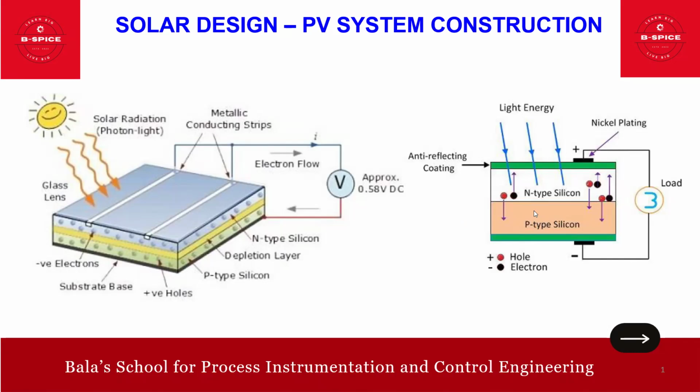So basically how this works, these two types of silicon are combined to form a p-n junction. When sunlight hits the solar cell, it energizes the electrons in the n-type layer, causing them to flow towards the p-type layer. This movement of electrons generates an electric current, which can be harnessed for power. So that is how the whole thing works, friends.